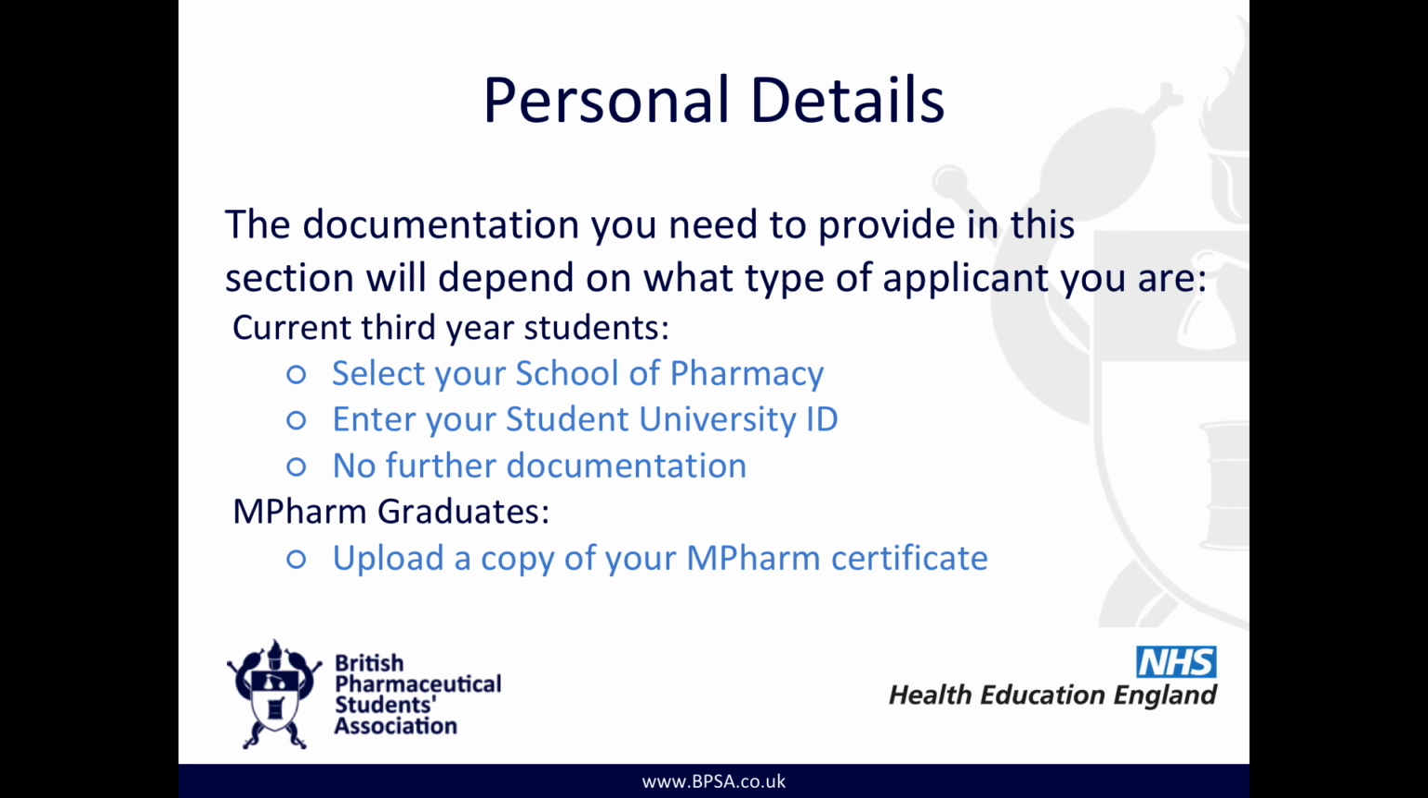Depending on which type of applicant you are, will determine the documentation you need to provide in your application. For current third year students, you'll be asked to select your School of Pharmacy from a drop-down list, and you'll also be asked to enter your student university ID. If you aren't sure what this is, ask your School of Pharmacy. You'll need to make sure all the details you give, including first name and surname, match those that your School of Pharmacy has, as they'll be providing information to Oriel as well.